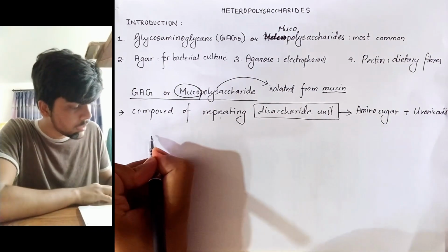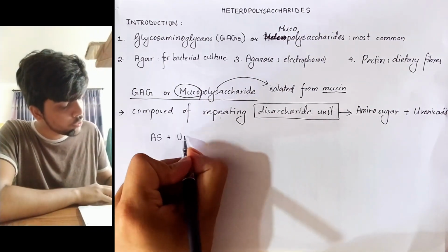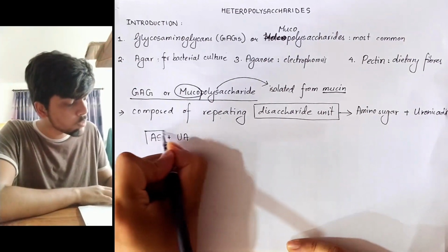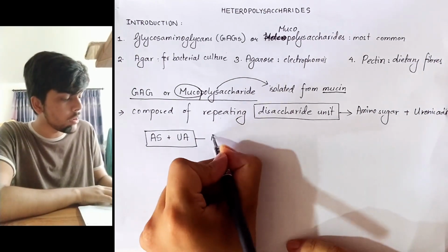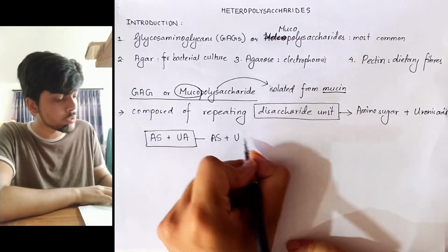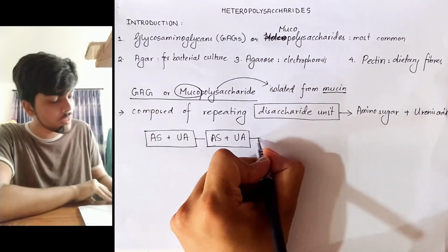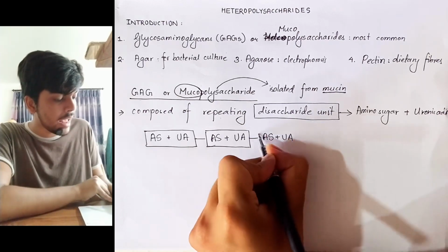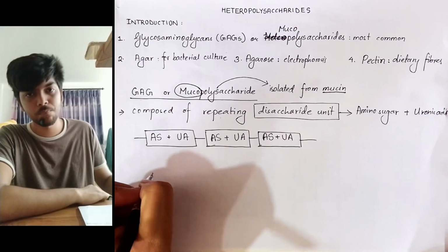So let me draw it. Here's your amino sugar and then here's your uronic acid. Amino sugar and uronic acid together form one disaccharide unit, attached to which is found another disaccharide unit composed of amino sugar and uronic acid, attached to which is found another disaccharide unit formed of amino sugar and uronic acid, and the chain goes on and on with repeating disaccharide units.